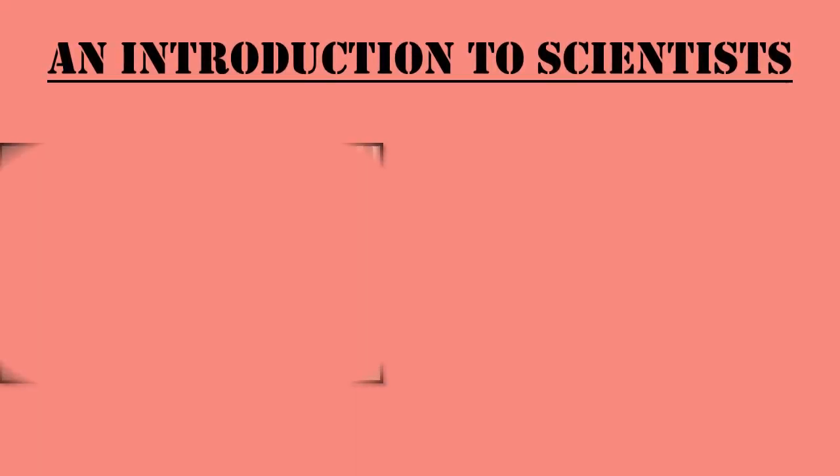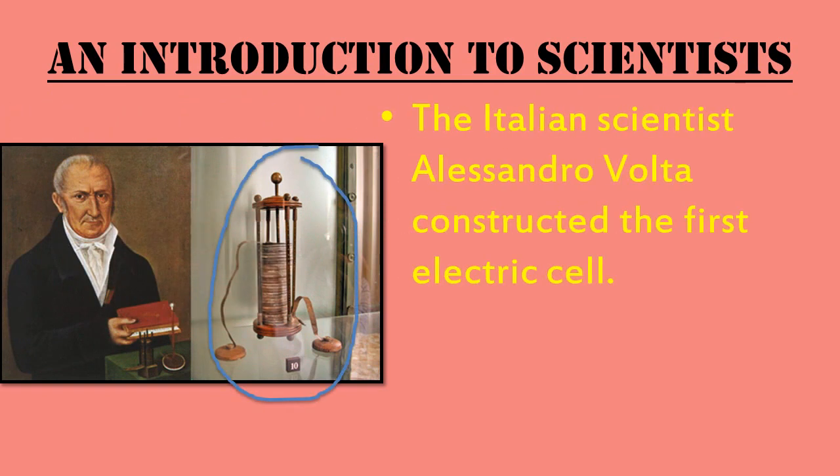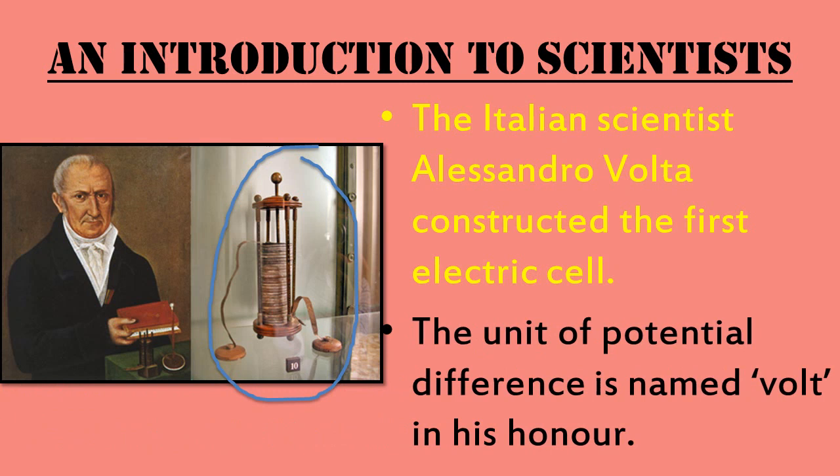Alright, now an introduction to scientists. So student, the unit volt. The Italian scientist Alessandro Volta constructed the first electric cell, and the unit of potential difference is named volt in his honor. The cell I have shown with a blue circle is an electric cell constructed by the scientist Alessandro Volta.